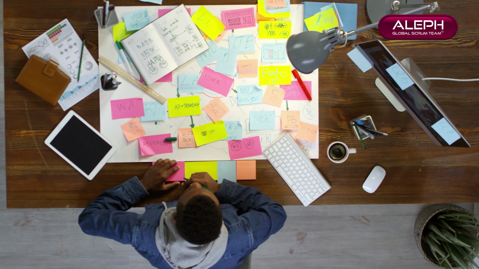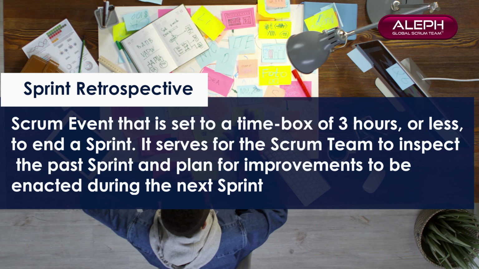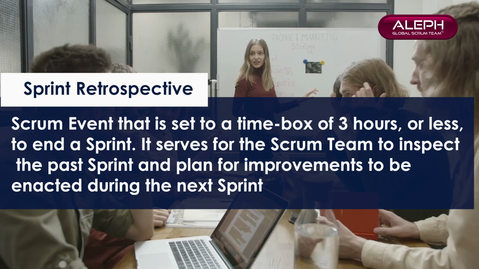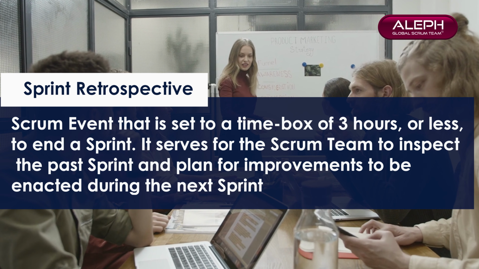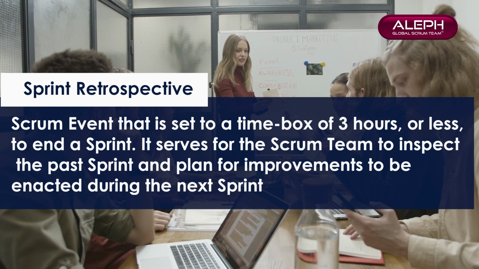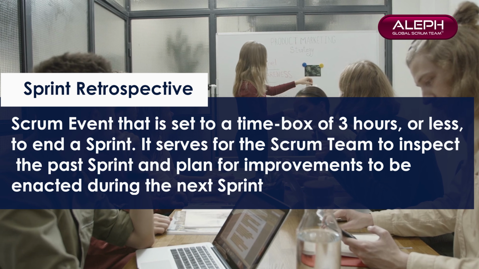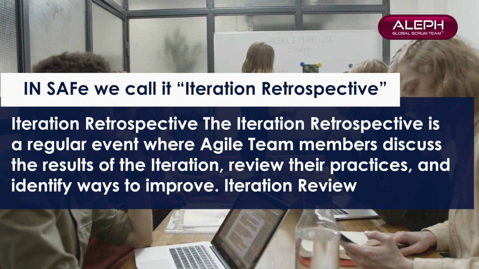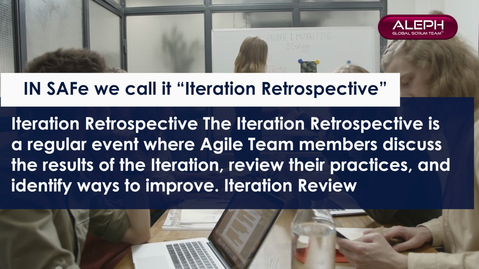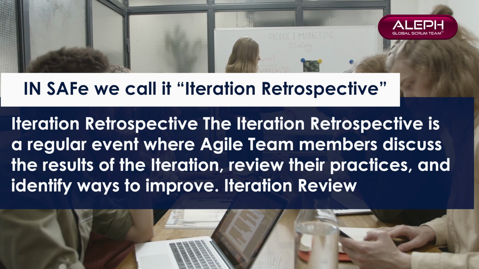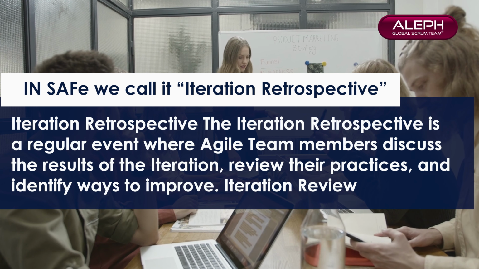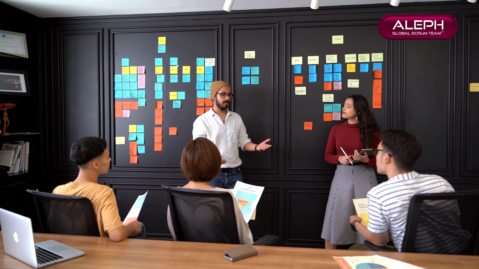Sprint Retrospective. This is a Scrum event that is set to a time box of 3 hours or less to end a sprint. It serves for the Scrum team to inspect the past sprint and plan for improvements to be enacted during the next one. In SAFe, we call this the Iteration Retrospective. This is a regular event where Agile team members discuss the results of the iteration, review their practices, and identify ways to improve.